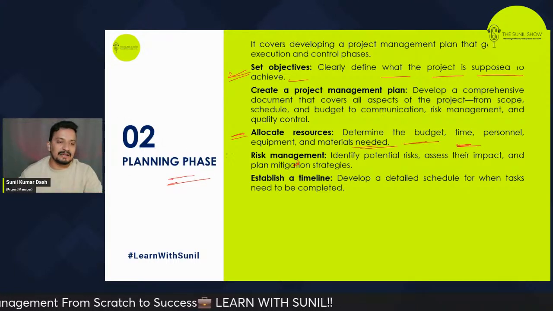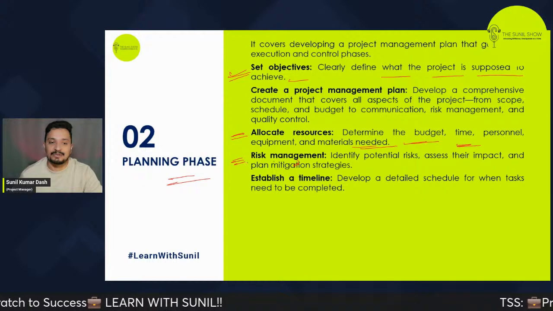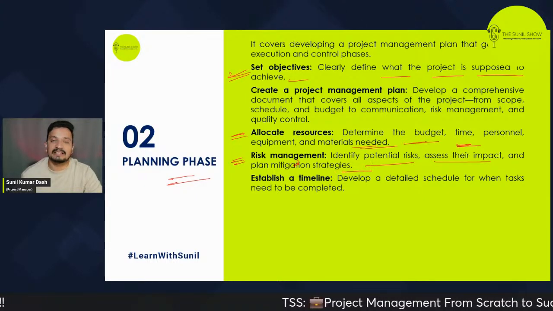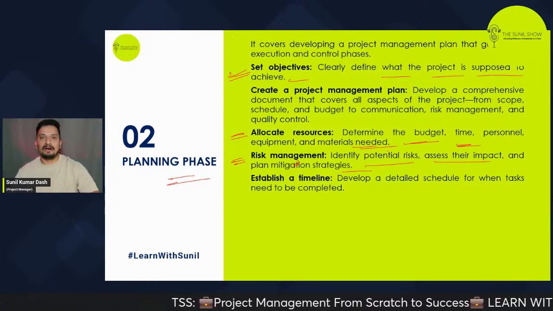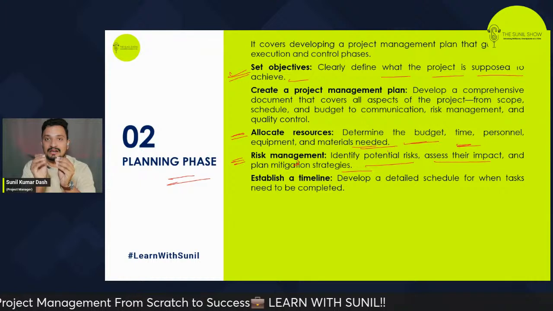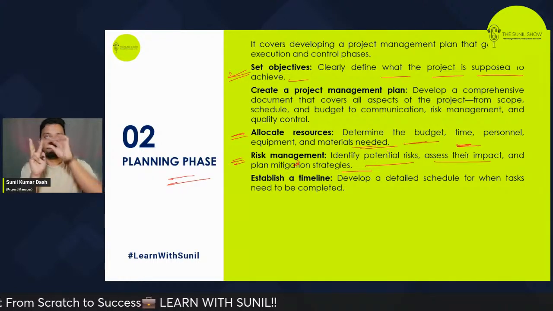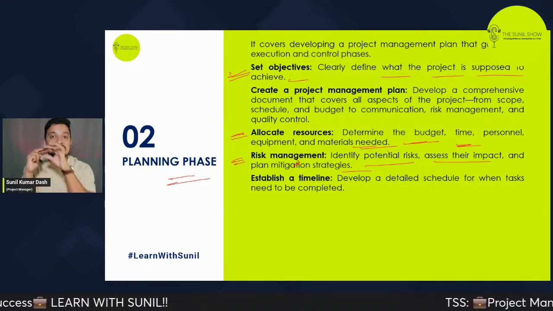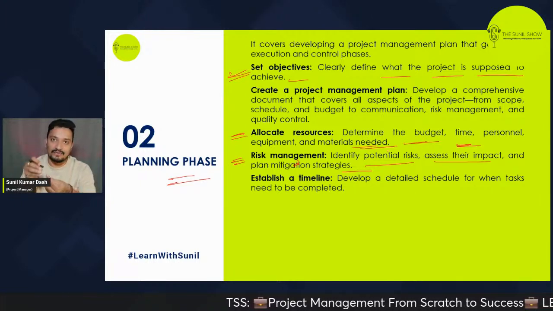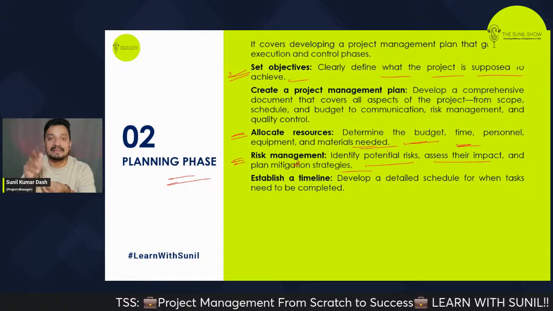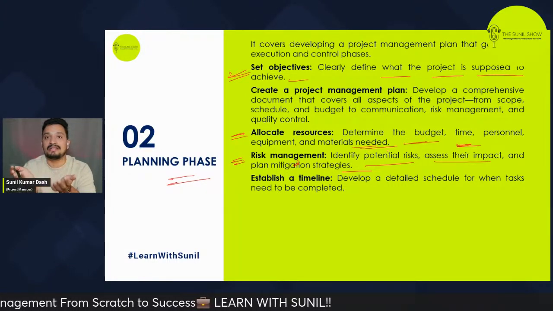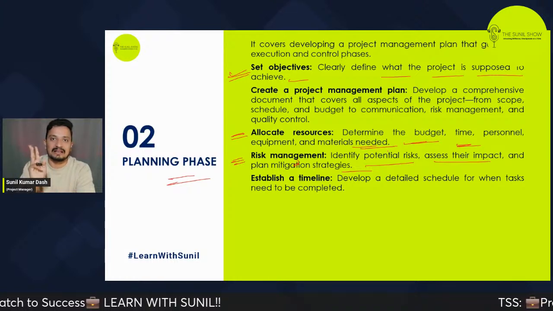Now, the third part is, as we discussed, risk management. Identify potential risks, assess their impact, and create mitigation plans. Again, we will discuss this in detail, but when we go for risk management, we have three important parameters. First, what is that risk? Second, what's the impact of it? If it occurred, what level of impact will it create? Third, how do we avoid or mitigate that, the mitigation plan or the contingency plan? We have to have three things.